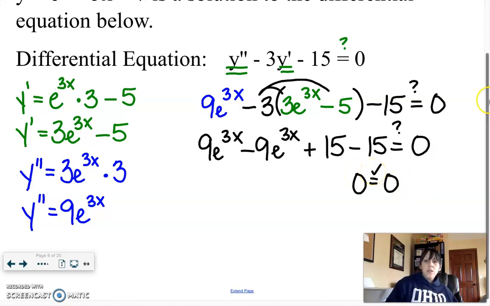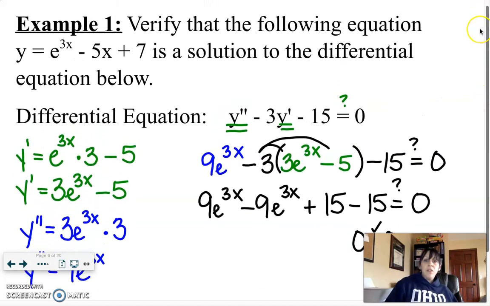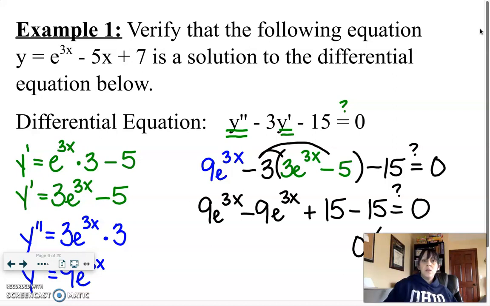Okay, we've verified. And so that's all you have to do, because it just says verify that the following equation is a solution to the differential equation. Well, you've verified by plugging things in and showing that it equals 0.